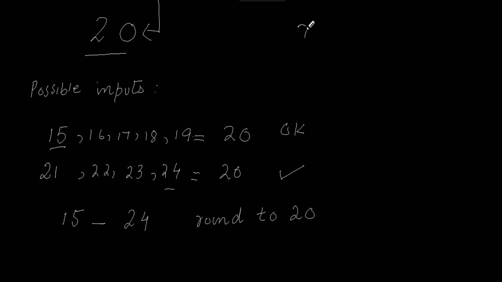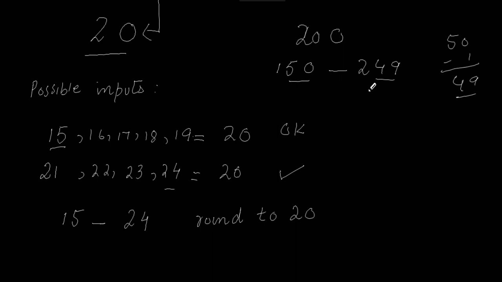Now we can do some more examples to make it clearer, because we have to do some big numbers. If I have 200, then 5 changes into 150 and 24 changes into 249. How did this 49 come? Because 50 minus 1 equals 49. The same way we did in the last example, 5 minus 1 equals 4. So let's do some more examples.